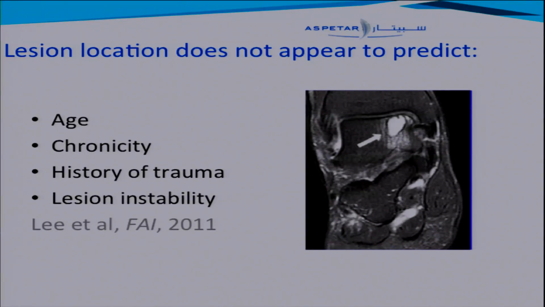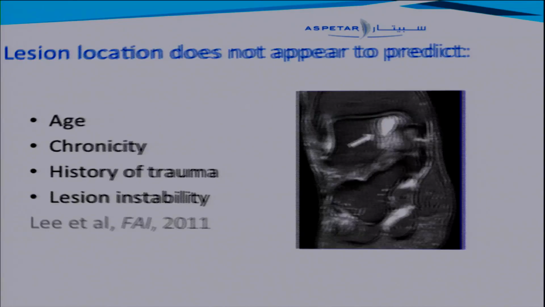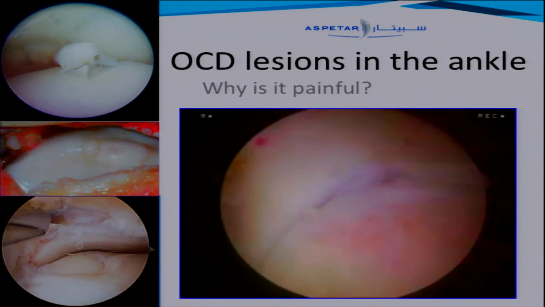Now, what we recently do know is that it's not because you have an ankle instability or a traumatic incident or a chronic ankle lesion in a young or aged athlete that it can predict the location of the ankle lesion. That's what we know now. But the biggest question of all, the real question in OCD, in osteochondral defect of the ankle is, why is it painful? Is it because there is a superficial cartilage layer problem?